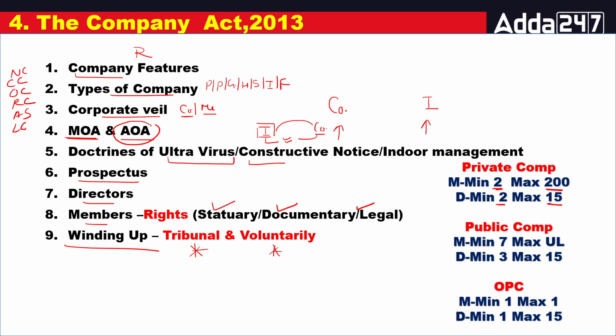Public company, members minimum 7, maximum unlimited. Public company directors minimum 3, maximum 15. One person company, member is minimum 1, maximum 1, directors minimum 1, maximum 15. So this is your total number of directors. So this is all about your Company Act.